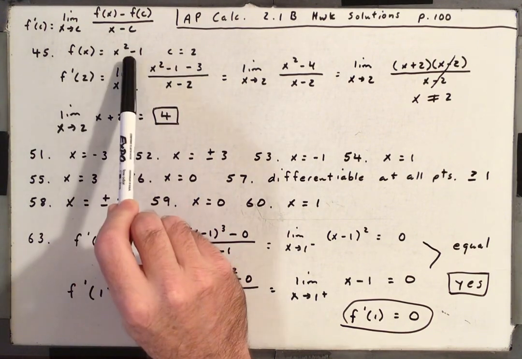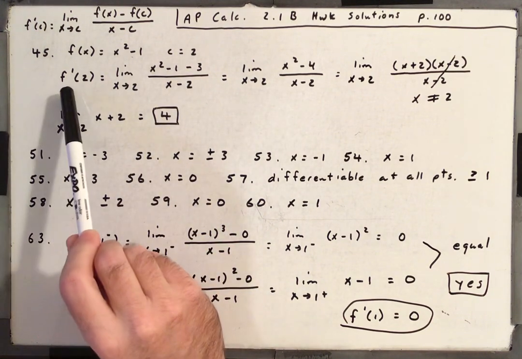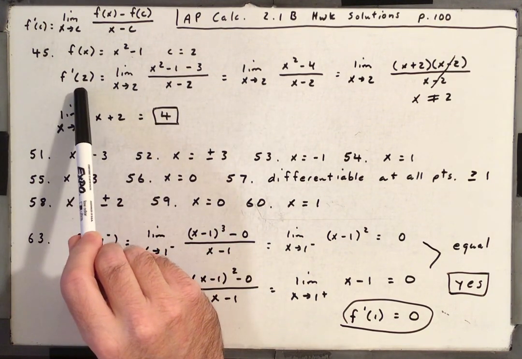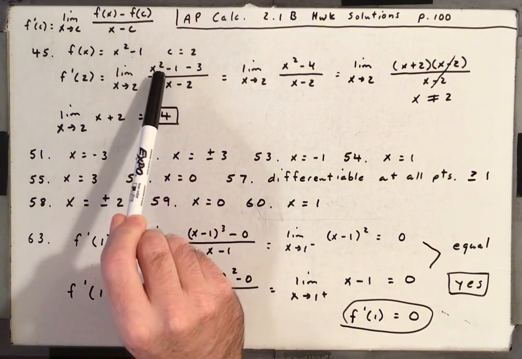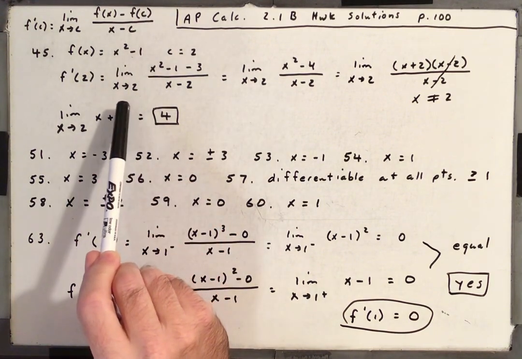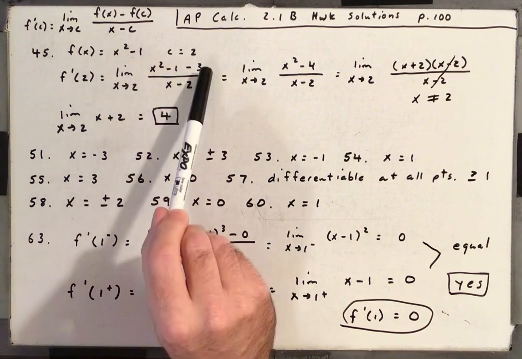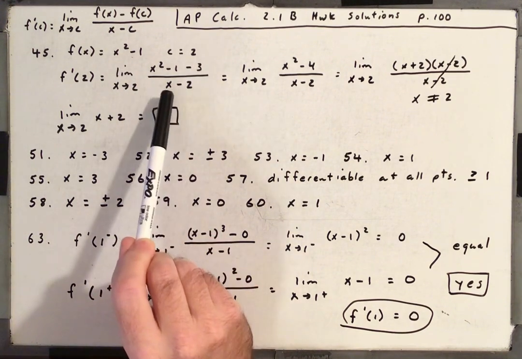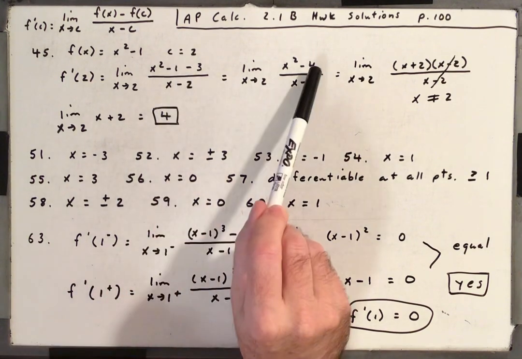All right, number 45 says we're supposed to use the alternate form to find the derivative at x equals c. f of x is x squared minus 1, c is 2. So f prime at 2, we're going to take the limit as x approaches 2 of f of x, which is x squared minus 1, minus f of c. So you plug 2 into x squared minus 1. That would be 4 minus 1, which is 3, over x minus c, so x minus 2.